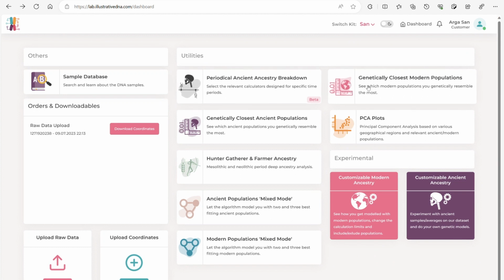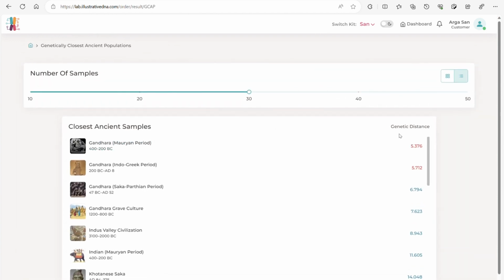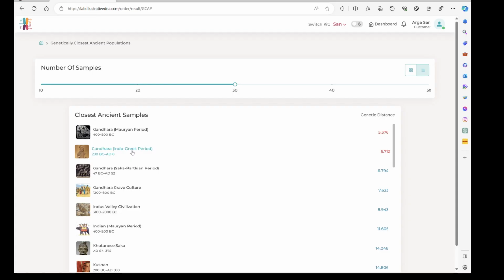Now, let's look at the genetically closest ancient population. Here, the smaller the distance is, the closer I am to that genetic population. The closest one for me is Gandhara Mauryan period. The closest modern populations to this population are Kashmiri, Punjabi Hindu, Punjabi Aryan, and others in the Punjab region. The second closest is Gandhara Indo-Greek.